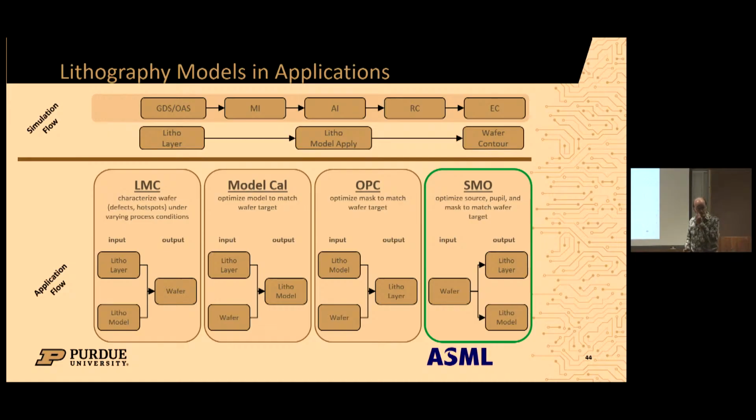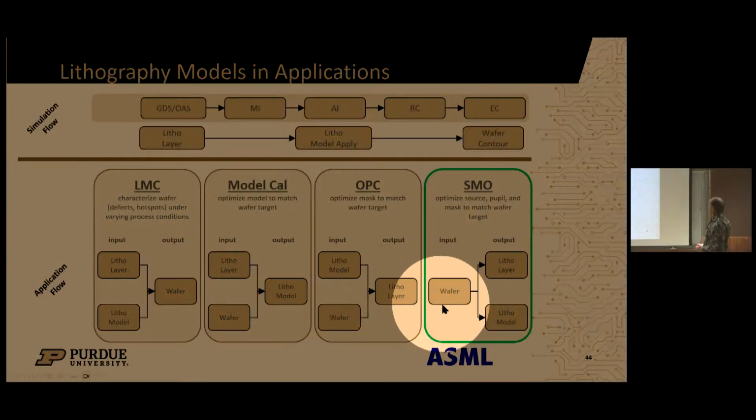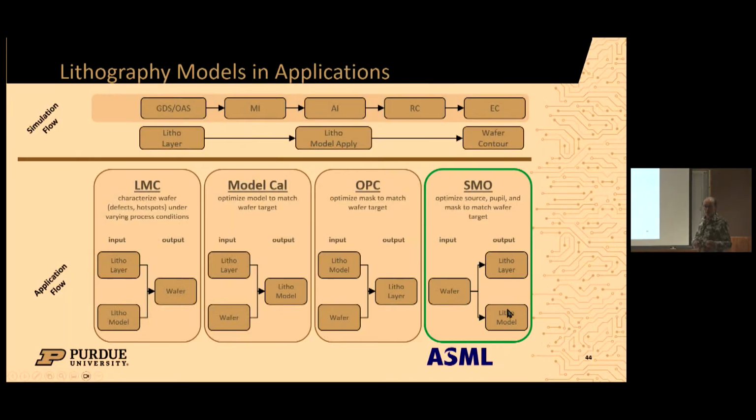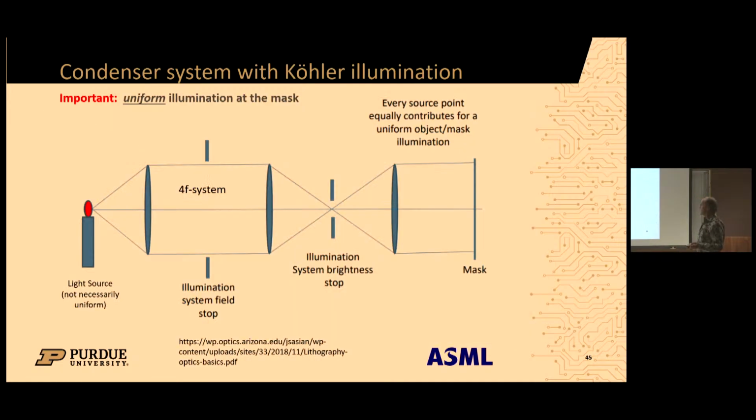I'm going to talk about a different one today, and that's this one here. I know what I want on the wafer. How can I co-optimize the pattern that I put on the litho layer and how do I instruct my scanner? What is the illumination that I will use on the scanner to maximize the contrast to get the best possible results? Now, when we talk about illumination, let me talk for a moment about an illumination system.